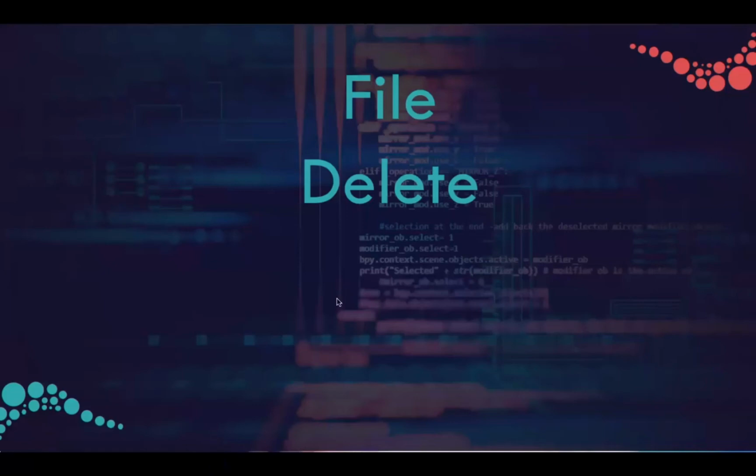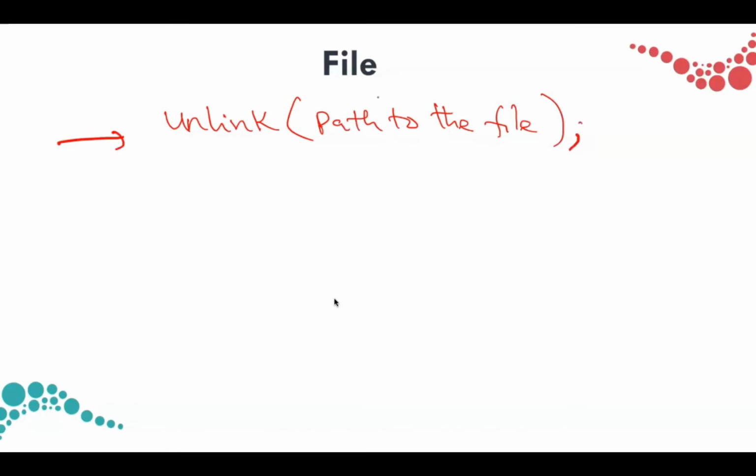In this tutorial, I'll be talking about how to delete a file. To delete a file is extremely simple. All you have to use is a keyword, which is unlink, and we pass the path to the file. If the file is successfully deleted, this function returns true. Otherwise, it returns false. So let us implement delete file in our IDE.